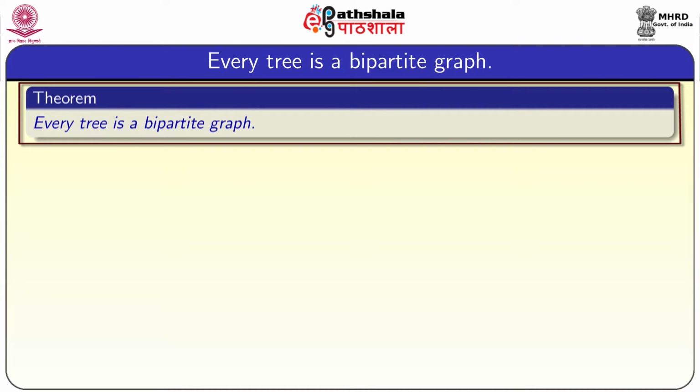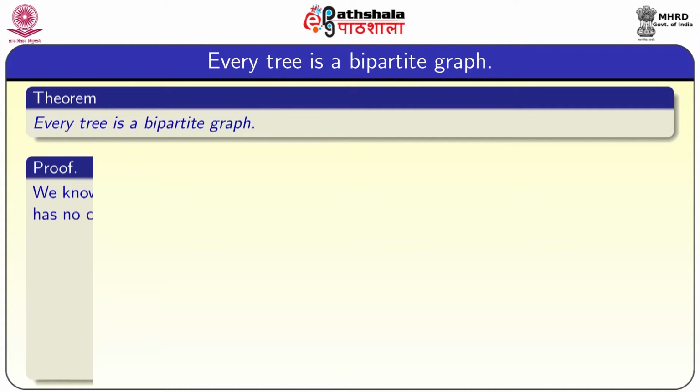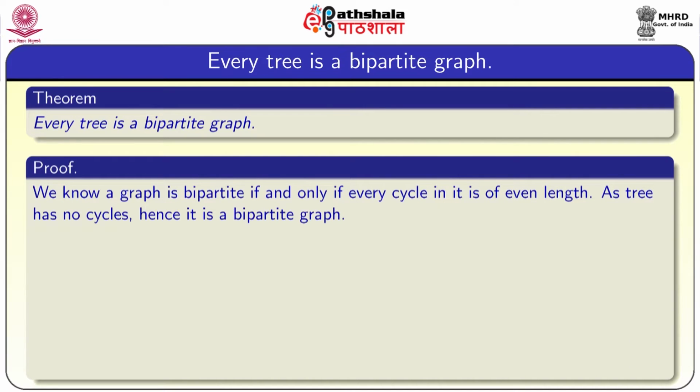Now, we are going to show another property of trees. Every tree is a bipartite graph. The proof is very simple. We know that a graph is bipartite if and only if the length of every cycle is even. As a tree has no cycles, every cycle is of even length vacuously. So, the statement is true. So we are done. In this way it is very easy to show.